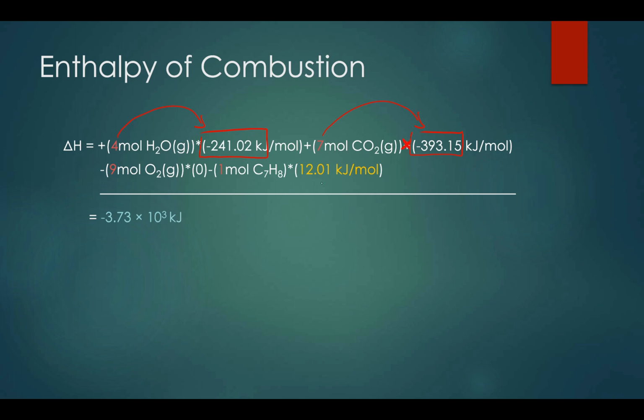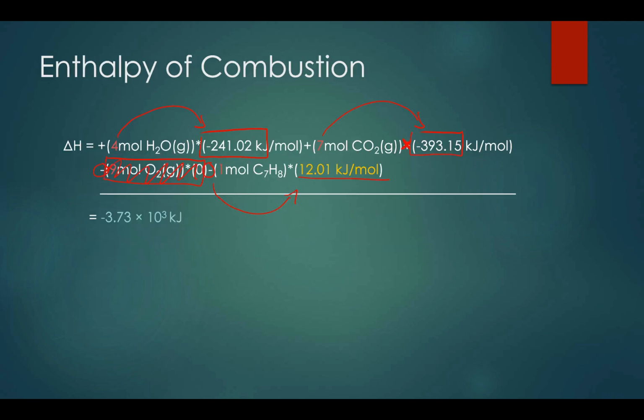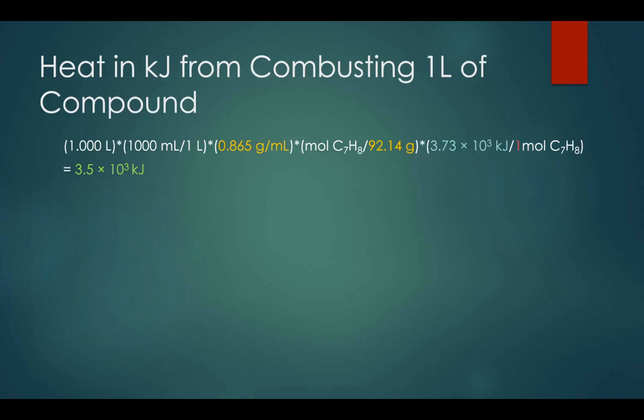And here we have negative 9. However, it's being multiplied by 0, so this gives us a 0. And these two negatives give us a positive output, which is 12.01 kilojoules over mole. Again, this 12.01 comes from right here. This is the enthalpy of combustion for toluene, which gives us negative 3.73 times 10 to the power of 3 kilojoules. So the heat in kilojoules from combusting 1 liter of the compound.